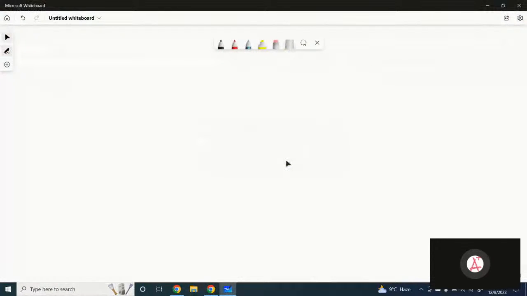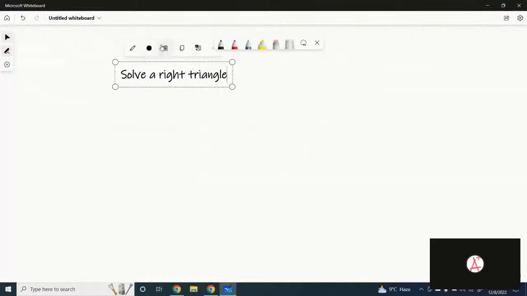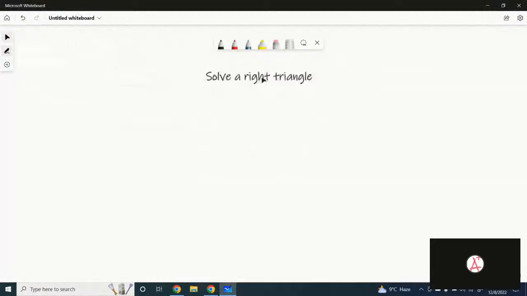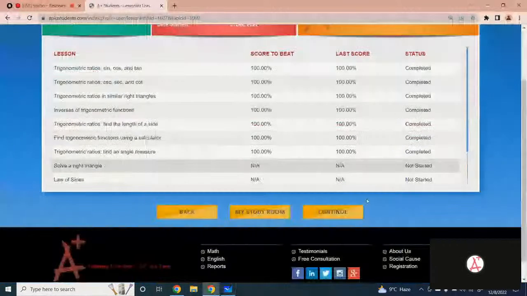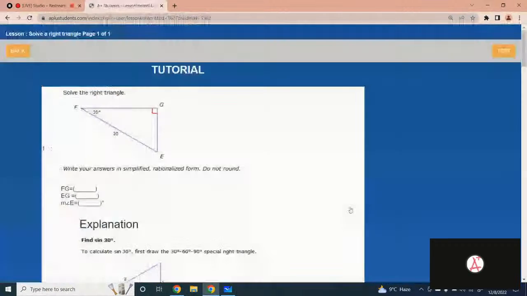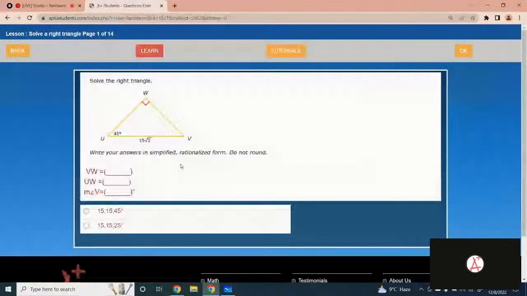The next lesson is solve a right triangle. Okay, let's start with the lesson, solve a right triangle. Let's just start with the test.